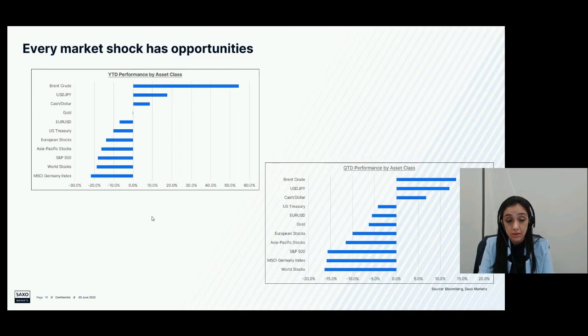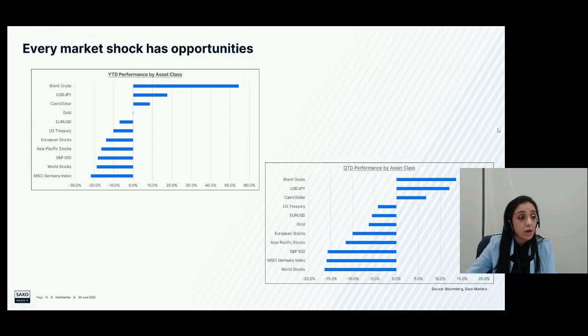They've given the worst returns since 2008. But hold on. My slide says that every market has its opportunities. So of course, there have been some options to hide. I don't know how many of us have taken that opportunity, but Brent crude oil has been the best asset class to be exposed to this year, even as late as this quarter. Recently we've seen some losses, but right at the bottom are equities, which remain the worst performers so far this year in H1.